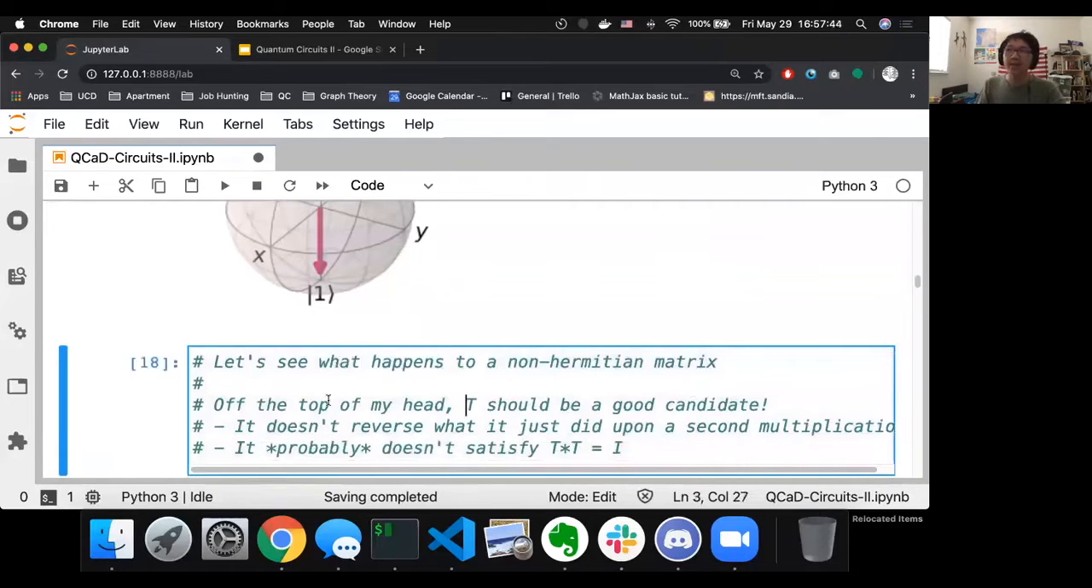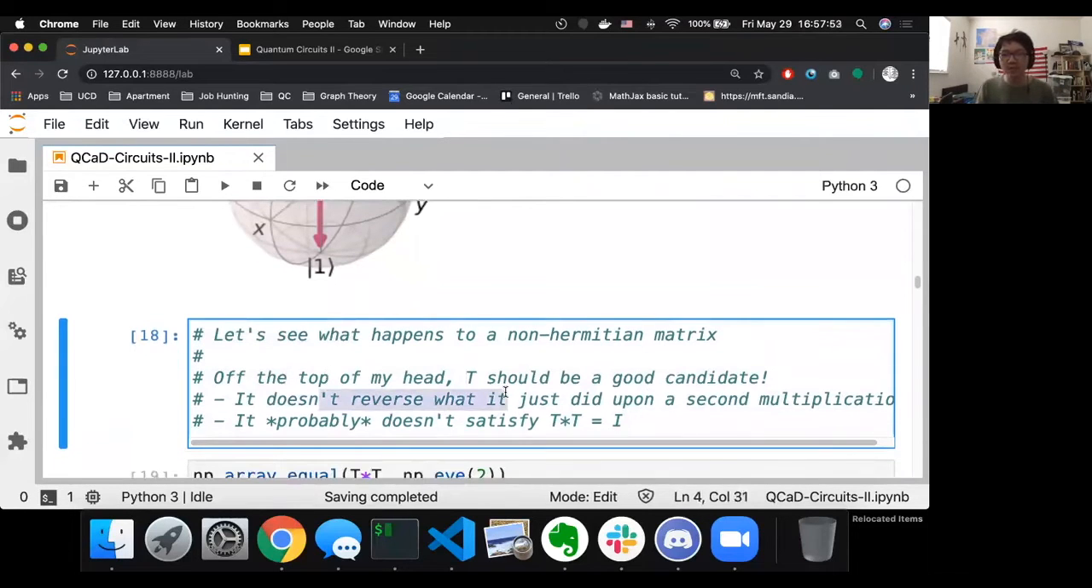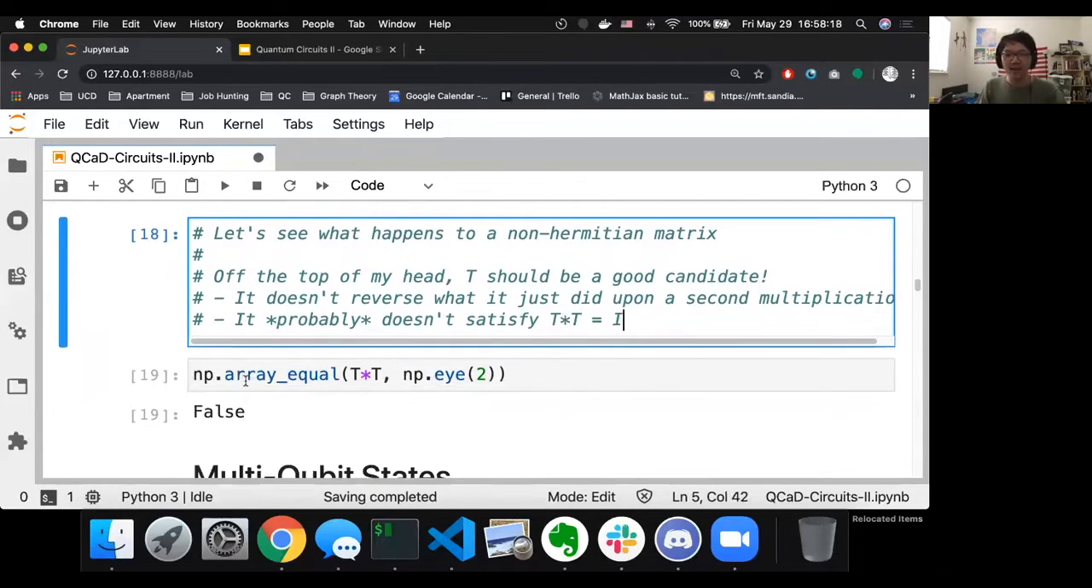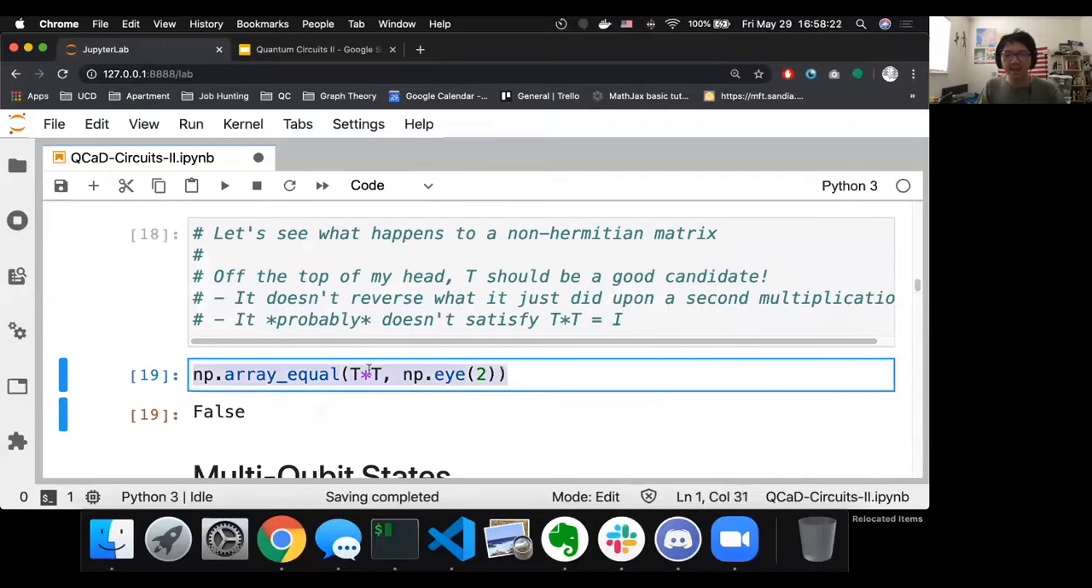So off the top of my head, the T gate should be a terrible candidate for this, which is great because for demonstration purposes, I need something that makes a terrible candidate. So it doesn't reverse what it just did upon a second multiplication, and it probably doesn't satisfy the property that T times T equals I. So remember, for Hermitian matrices, it is its own inverse. If it is its own inverse, multiplying it by itself will just render the identity matrix. So if I do the test again, T times T, and then I compare that to the identity matrix, lo and behold, it's false.